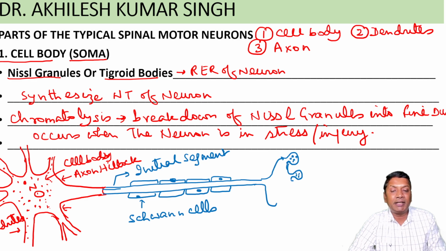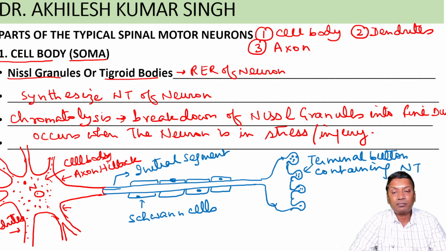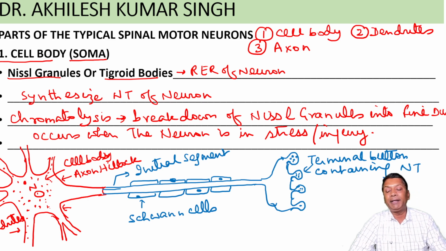So where are neurotransmitters stored? They are stored in the nerve terminal, in the terminal buttons. So these are the terminal buttons containing neurotransmitters. Where are neurotransmitters stored? They are stored in the nerve terminal.